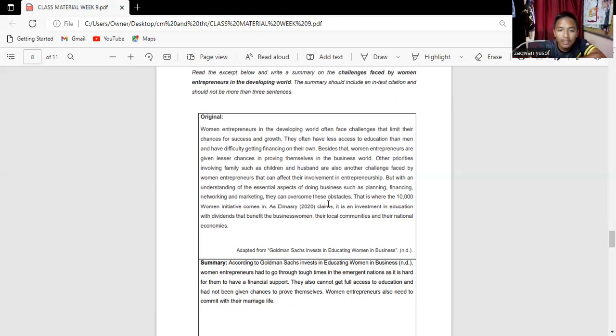As 2020 climbs, it is an investment in education with dividends, the benefit the businesswoman, their local community, and their national economies.